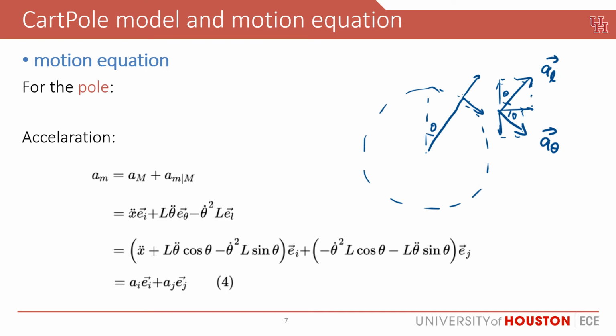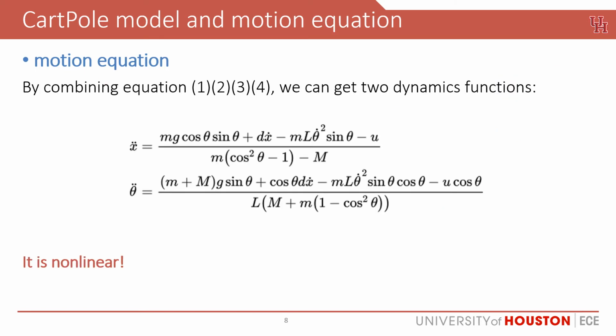In order to get a_i and a_j, we need to calculate the acceleration of the pendulum, and it has three types of accelerations at different directions. But if we decompose all of them at i direction and j directions, we will get a_i and a_j as shown in Formula 4. By using all of those above equations, we can get the dynamics functions of x double dot and theta double dot.